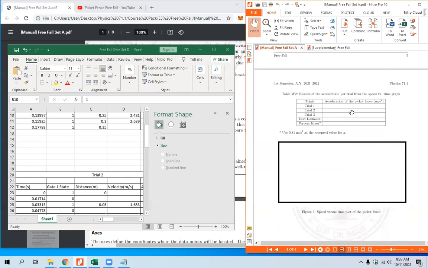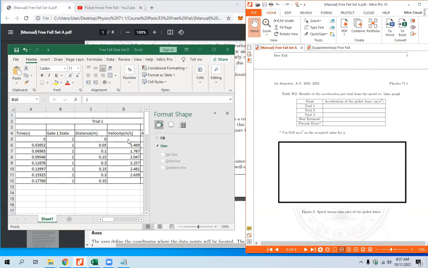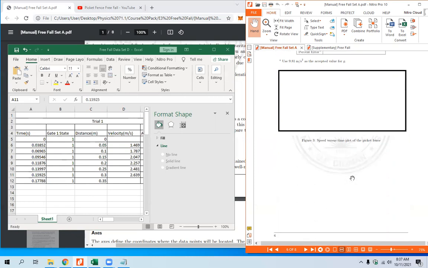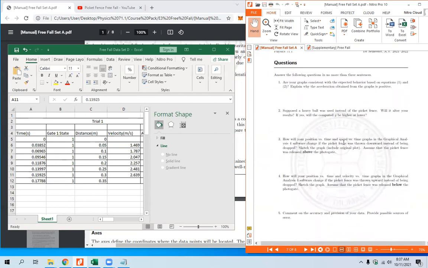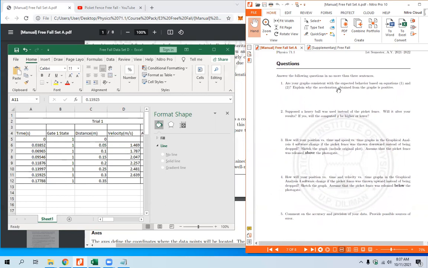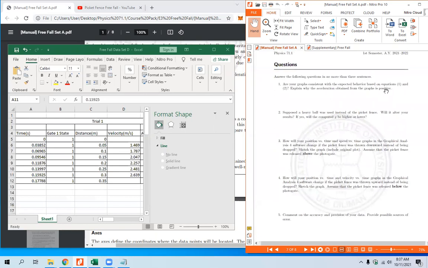Table 2 is basically the same, but this time, you will plot velocity versus time. Again, you will superimpose the 3 trials. Now for the questions, these are based on your theoretical knowledge of free fall. So you will have to supplement your Physics 71 knowledge using your lab knowledge. You can actually use your Physics 71 lessons to answer questions 1 to 4.